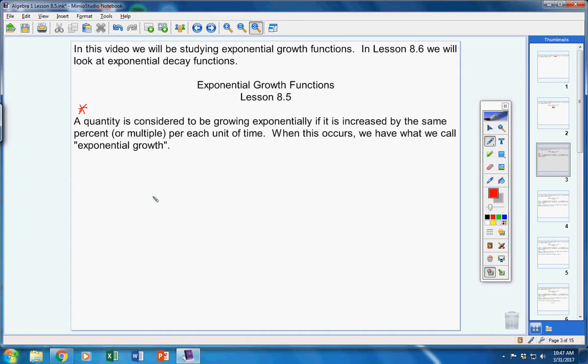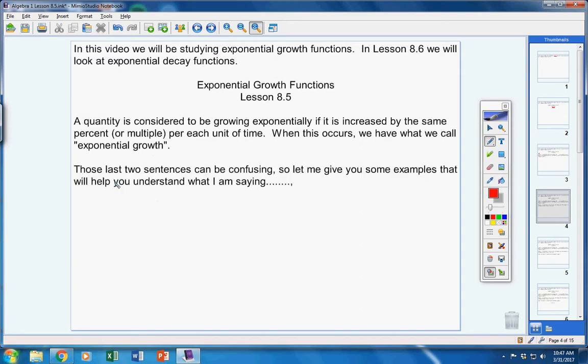Now again, I'm going to move on. Just pause the video and then restart it when you're able to. Those last two sentences right here, there's two sentences right there. Those last two sentences can be confusing, so let me give you some examples that will help you understand what I'm saying, okay? Please watch carefully. You can take notes or just watch, it's up to you.